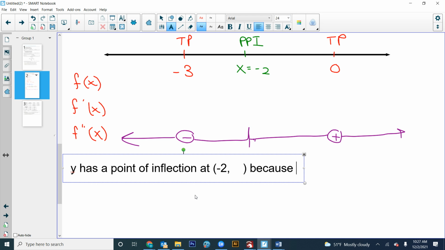Help me justify. Who wants to make me proud? Because, Madison. F double prime of x changes sign. You could say negative to positive. That'd be even better. All it has to do is change sign. Doesn't matter how. Y has a point of inflection at -2, something, because f double prime of x changes sign there, right?